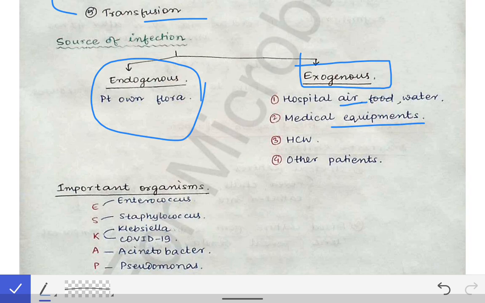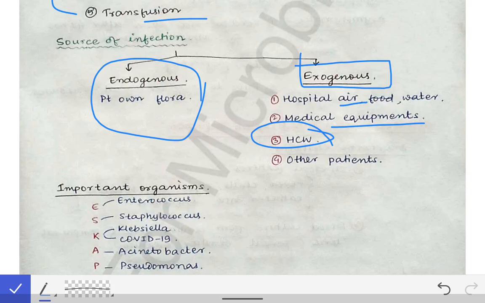And healthcare workers, very importantly, may be a source of infection to the patient. Suppose a doctor or an intern does some procedure on one patient who has some type of infection, and then without hand washing or proper hand hygiene, touches some other patient, then there are great chances that he or she will transfer the infection from that patient to the newer patient. So healthcare workers are a very important source of infection for HAIs.